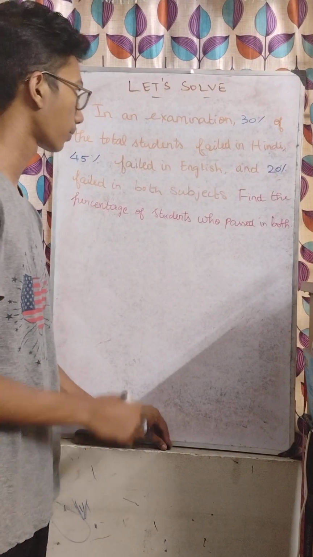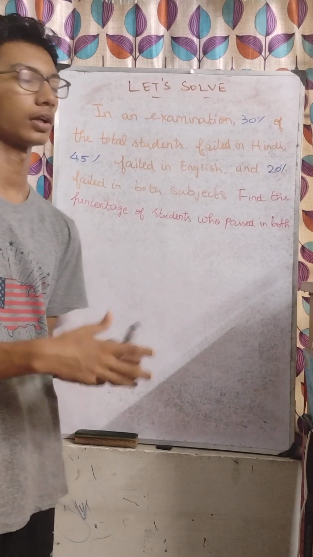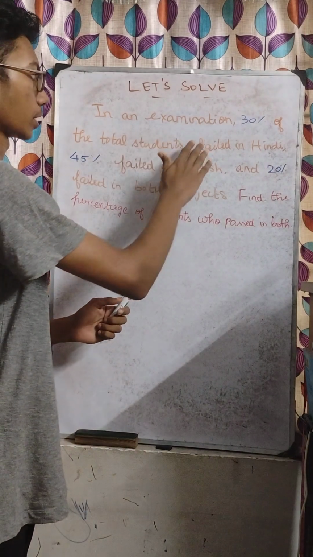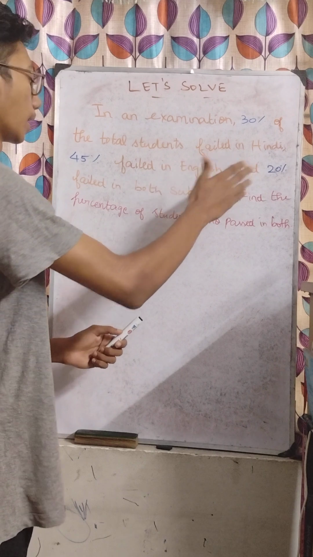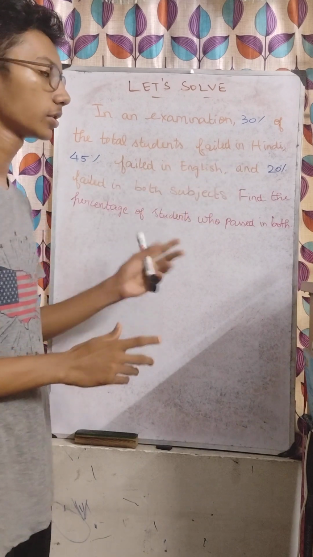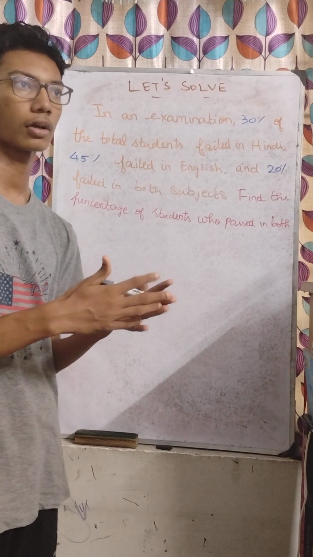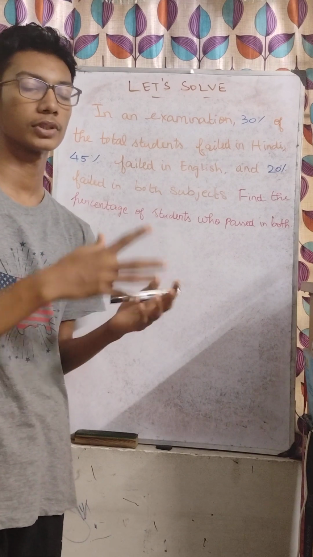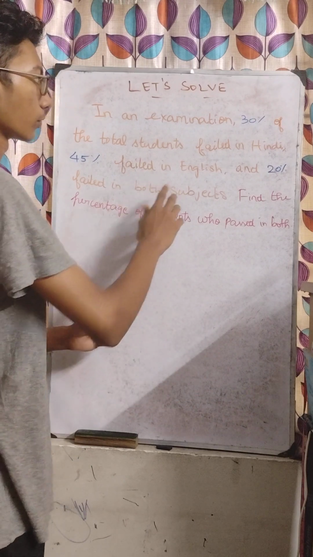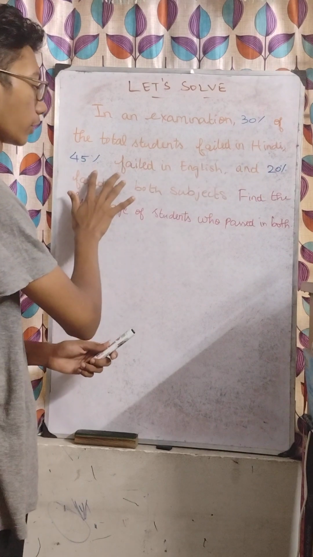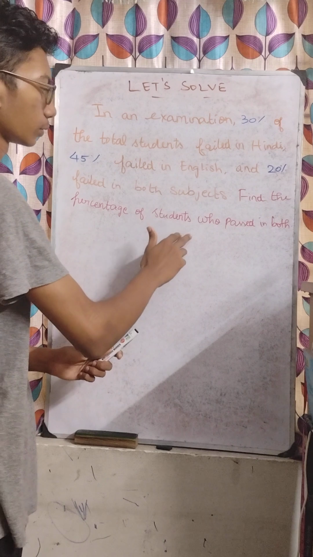In this video we have a problem from the Let's Solve series. This problem involves the Venn diagram which we saw earlier. In an examination, 30% of the total students failed in Hindi, 45% failed in English and 20% failed in both subjects. This is the interesting thing about Venn diagrams: we mostly get problems which happen in real life. That's why Venn diagrams are very interesting. So find the percentage of students who passed in both.